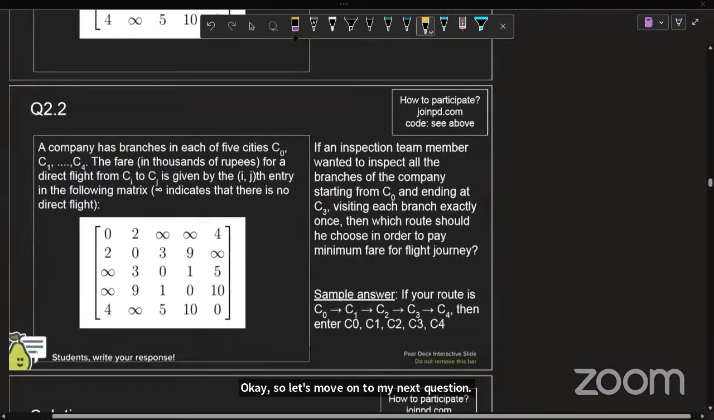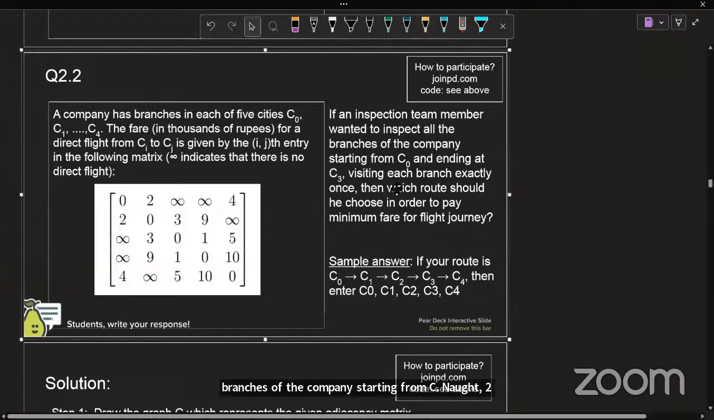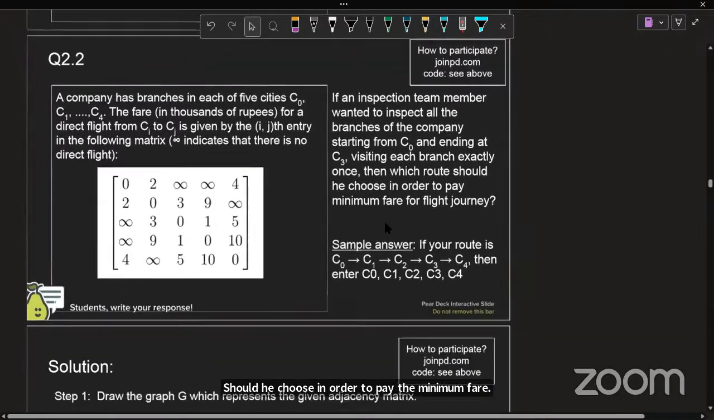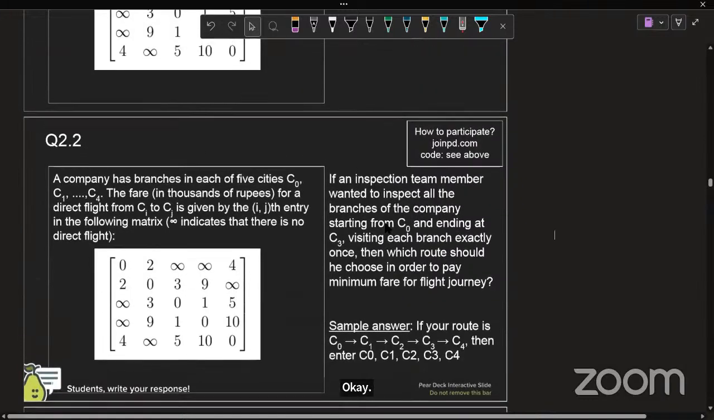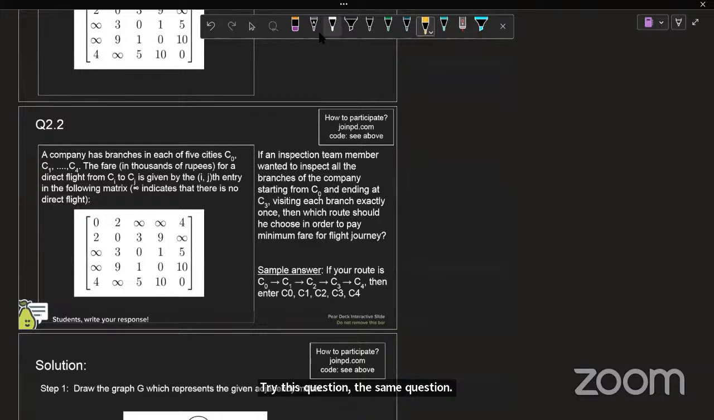So you have to find: a company has branches, and if an inspection team member wants to inspect all the branches of the company, starting from C0 and ending at C3, visiting each branch exactly once, then which road should he choose in order to pay the minimum fare? Okay, try this question. This is the same question.